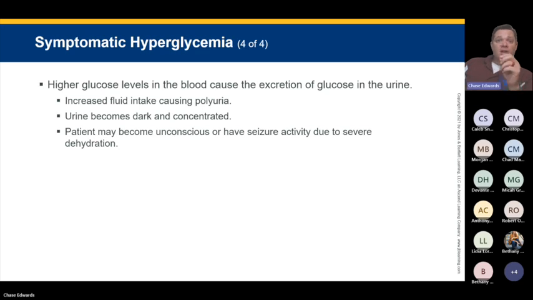Higher glucose levels in the blood cause the excretion of glucose in the urine. Patients respond by increasing their fluid intake, which causes polyuria, excessive urination. In HHNS, the patient cannot drink enough fluid to keep up with the exceedingly high glucose levels in the blood, so the urine becomes dark and concentrated. The patient may become unconscious or have seizure activity due to severe dehydration, because now they have that imbalance in their body.